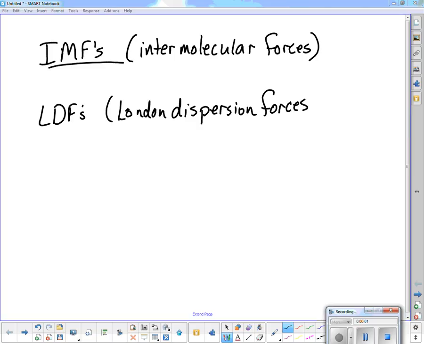IMFs, the weakest of which is London dispersion forces. When you're thinking of these things, we've talked about different types of bonding already. Covalent, they're close together on the periodic table, they share electrons. Polar covalent, not so close together on the periodic table, they got a lopsided sharing. One gets the electron a little bit more than the other. We talked about ionic, give and take kind of bond. Okay, one gives up the electron, the other one takes it.